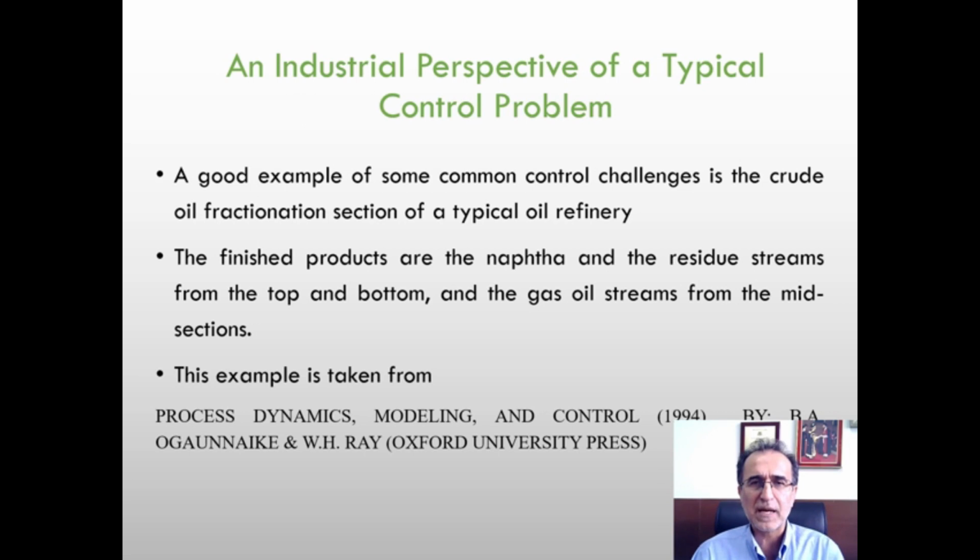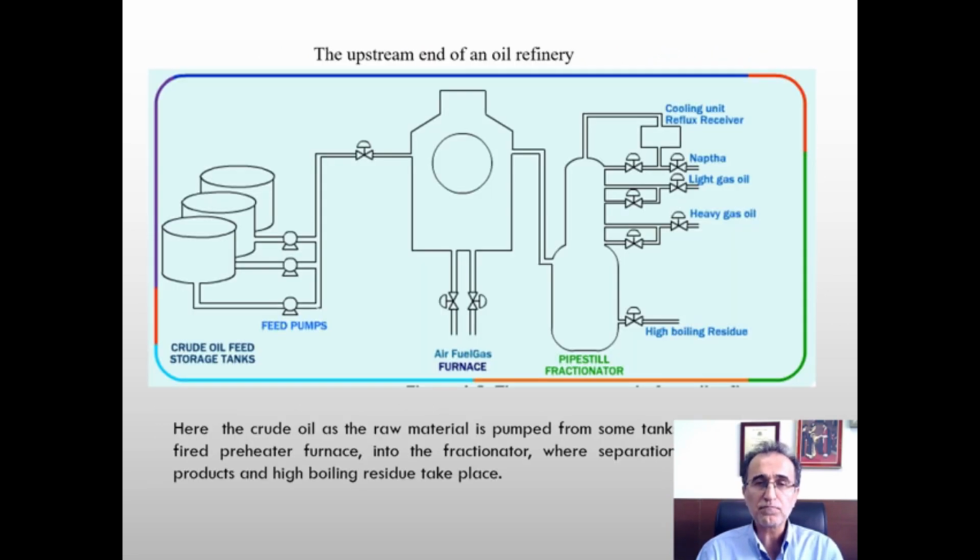So a good example could be a crude oil fractionation section of a typical oil refinery, where the final or finished products are naphtha, residual stream from top and bottom of the fractionator, gas oil, and others. The example has been taken from the book of Professor Ogunnaike and Professor Ray, Process Dynamic Modeling and Control, Oxford University Press. Here is a perspective of the oil refinery.